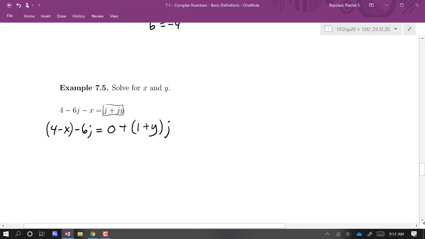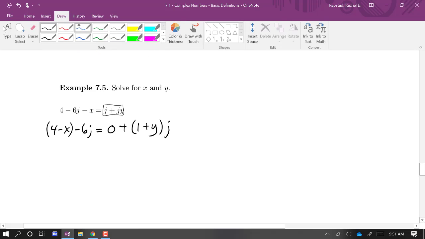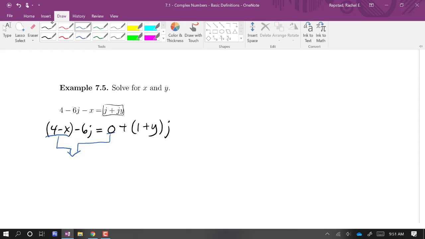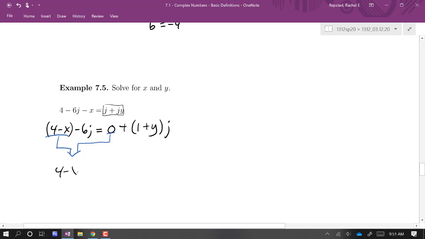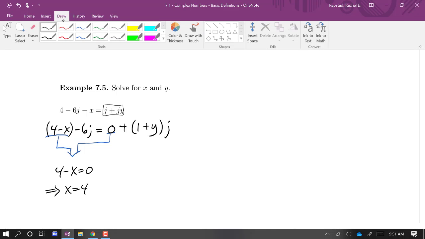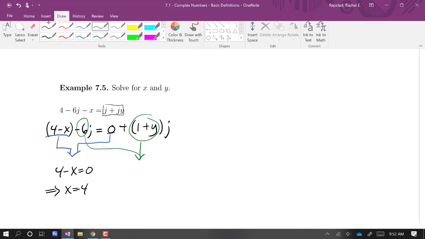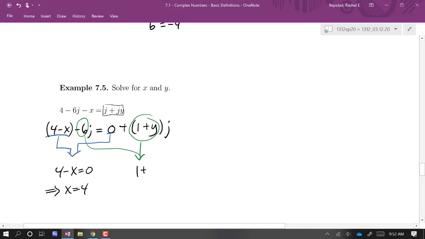So now I can compare the real and imaginary parts again. So 4 minus x has to be 0, which means that x is 4. And the imaginary part, 1 plus y, has to equal negative 6, which means that y is negative 7.